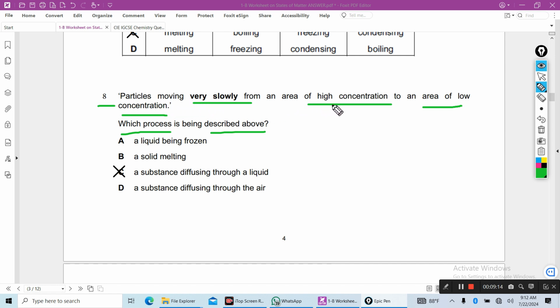A substance diffusing through a liquid. Yes, particles move through a liquid very slowly. So here C is the right answer. Why is B wrong? A liquid being frozen. This is wrong. A solid melting, that's fast melting, fast freezing. A substance diffusing through the air, particles diffuse through the air very quickly, but the question is asking very slowly, so C is the right answer. A substance diffusing through a liquid.